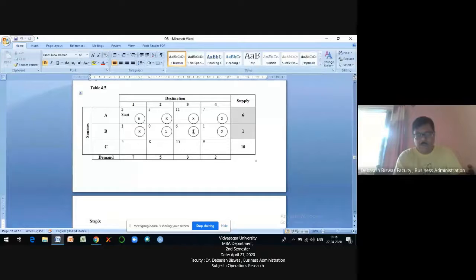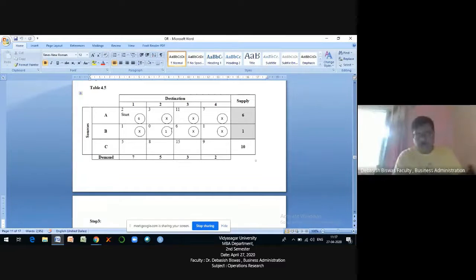We have given cross mark, and 1 has been already allotted. Therefore, it is not needed to give a cross mark here because we have already allotted. That's why we are not putting any cross mark in this cell. But the other corresponding cell, we have given cross mark, right?